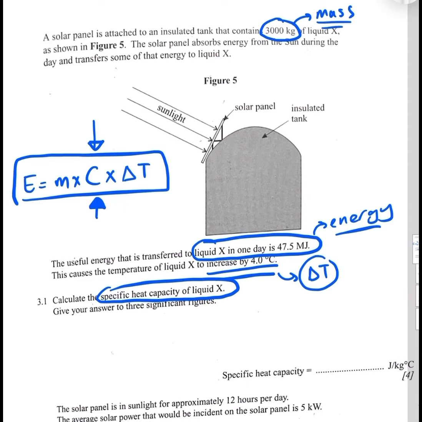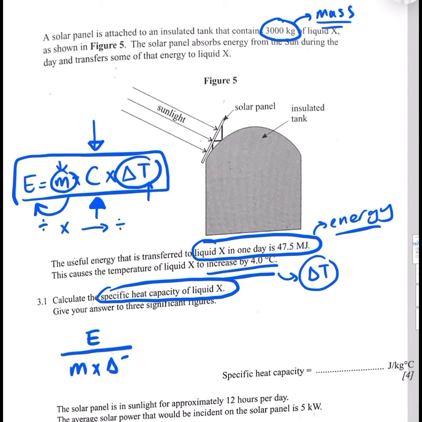So what's in the way of C? We have M in the way, and we also have the change in temperature in the way, and both of them are being multiplied to C. The opposite of multiplication is division. So because we want to move the mass and the change in temperature to the other side, we're going to divide E by both of those things. So E divided by M times change in temperature equals specific heat capacity.